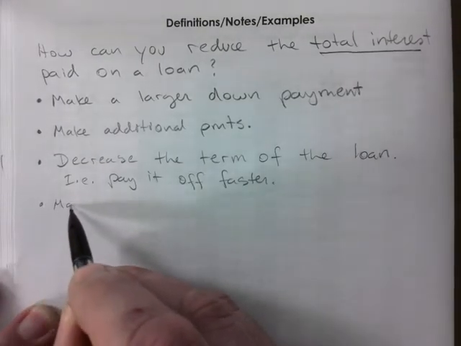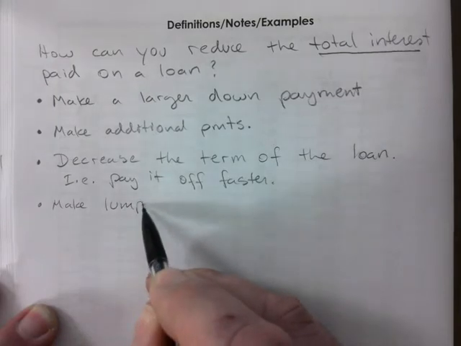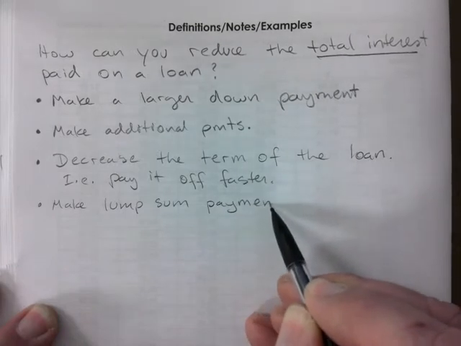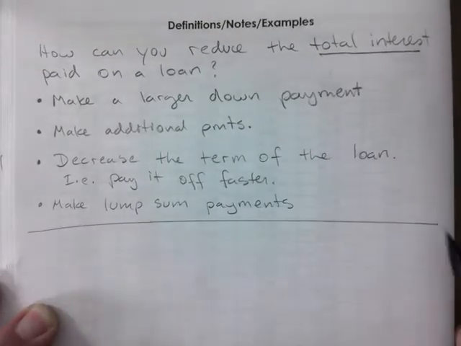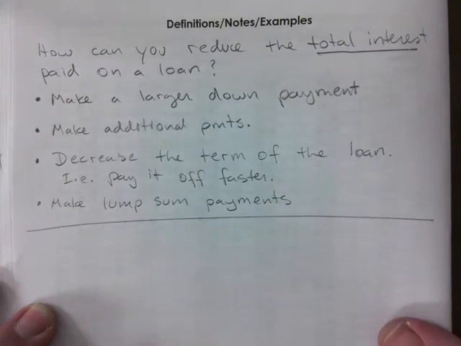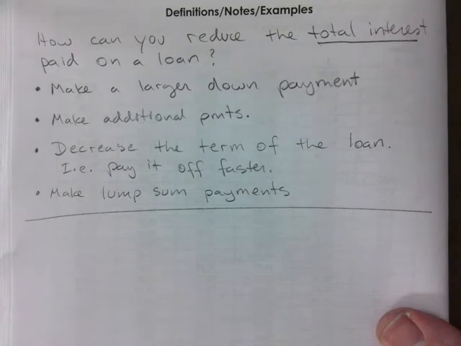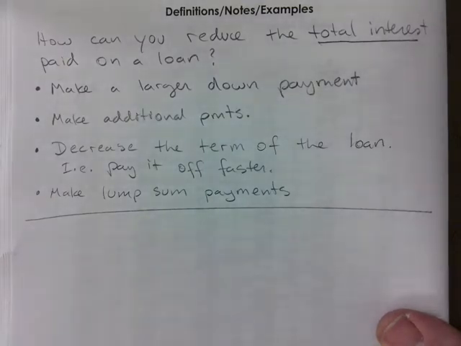Another one is make lump sum payments. That's all I'm going to say there. Lump sum, I don't know if I talked about it already, but if you get $200 for Christmas, lucky you, you can either spend it or you can go to the bank and say, hey, $200 towards my loan, please. The beauty is every single cent of that $200 is going to go towards bringing down that loan. Your payment doesn't, but anything extra does. So it speeds it up.